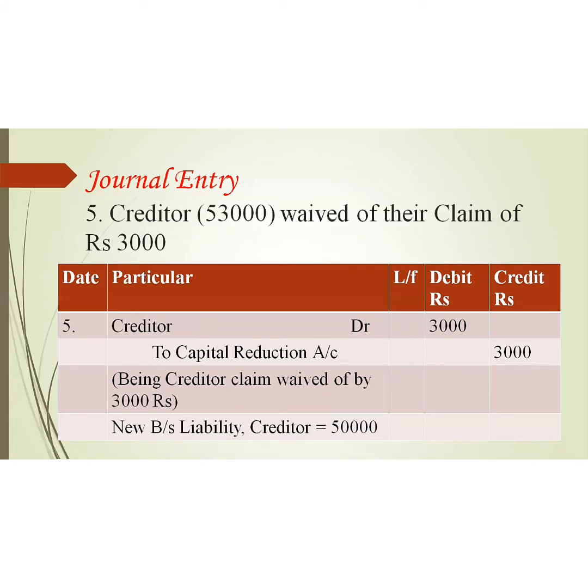Creditors of rupees 53,000 waived off their claim of rupees 3,000. It means the creditors of 53,000 are now to be revalued at 50,000. 3,000 rupees is the reduction. Waived means reduction. Whenever a liability is reduced, it is a gain to the organization as we have to pay a lesser amount, and therefore capital reduction account is credited by the gain, and what is debited is the creditor account. So the journal entry is creditor account debit 3,000 to capital reduction account 3,000, and in the new balance sheet we are going to write the value of the creditor as 50,000.